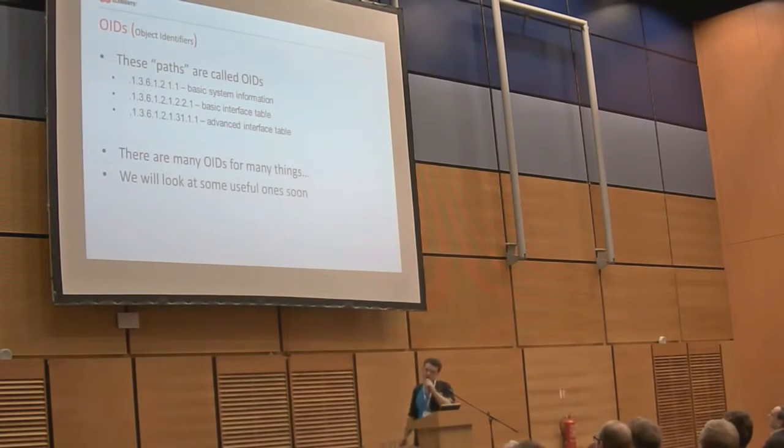So OIDs, object identifiers. These are the paths inside of the SNMP tree, you could say. What we've been seeing up until now, these sequences of numbers, are actually OIDs. So this sequence of numbers is the basic system information OID. There are many OIDs for many things, and we will look at some useful OIDs soon.